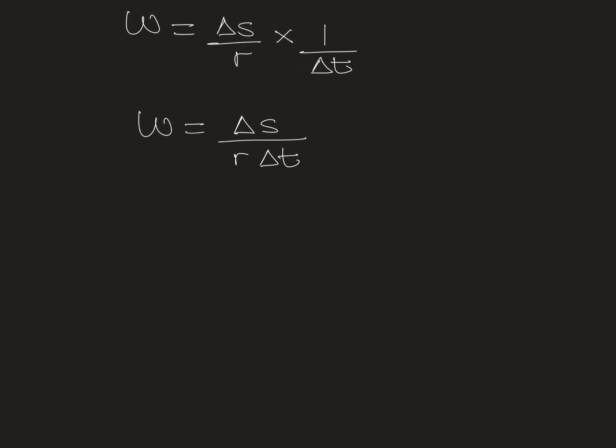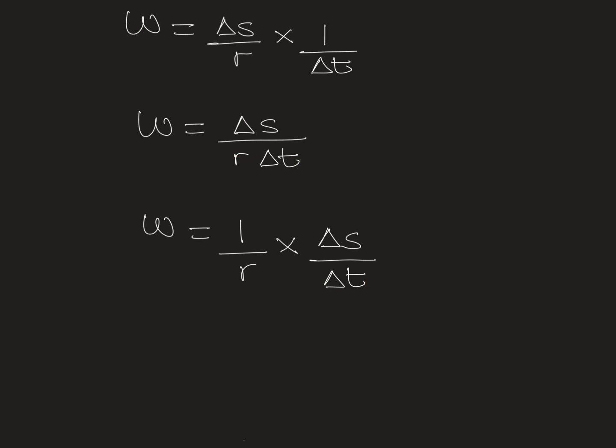So I can do something here. If I want to make sure that delta S and delta T are on a separate side, this is the way I can write it. Omega is equal to 1 all over R times delta S divided by delta T. I hope you understand. It's just a way of rearrangement, because 1 times delta S will give you delta S again, and R times delta T will give you R delta T.